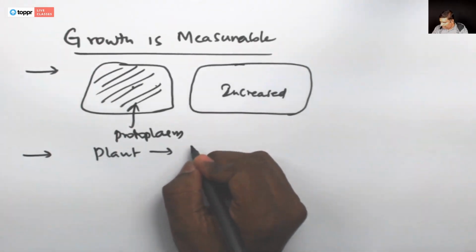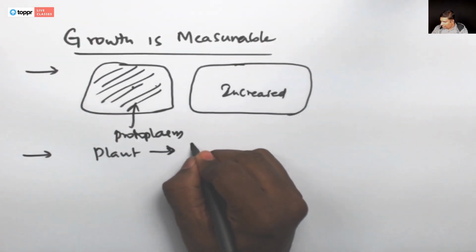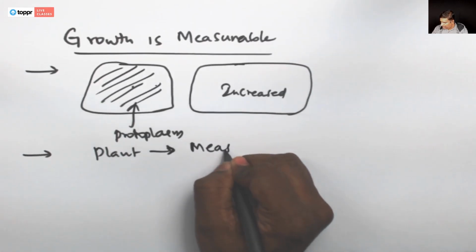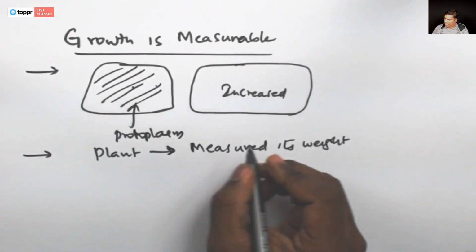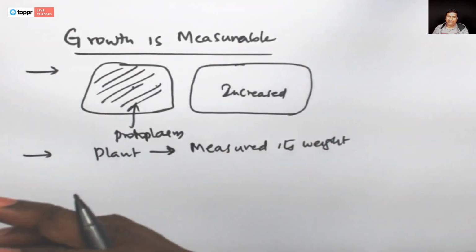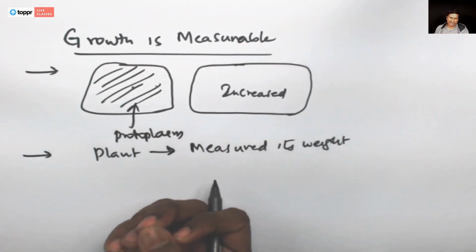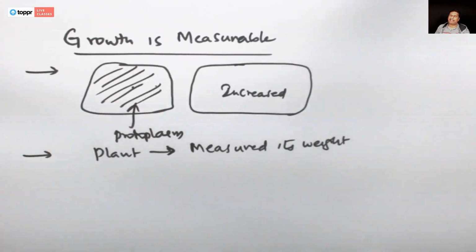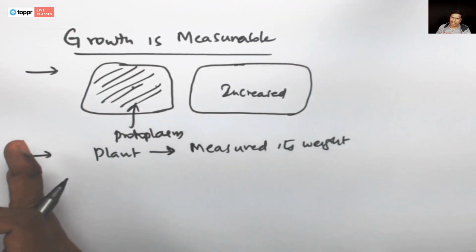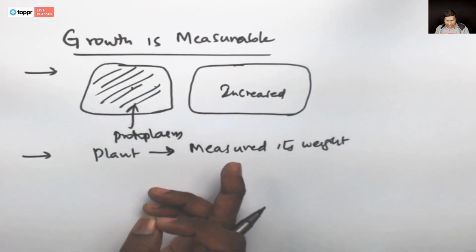and we measured its fresh weight, and after a few days you measure the fresh weight again. If the weight of the plant is increasing, then we can say it's actually growing. So there are many ways that you can actually measure the weight. We just have to go around to actually measure the weight.